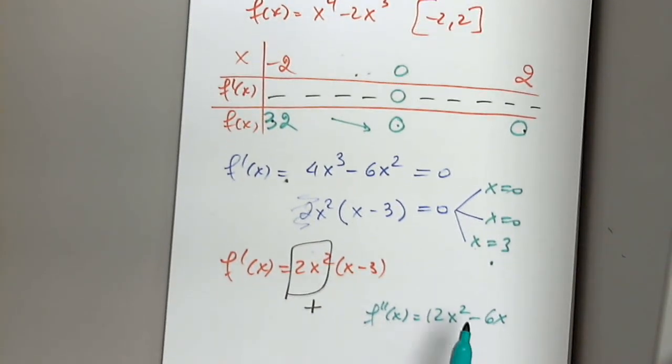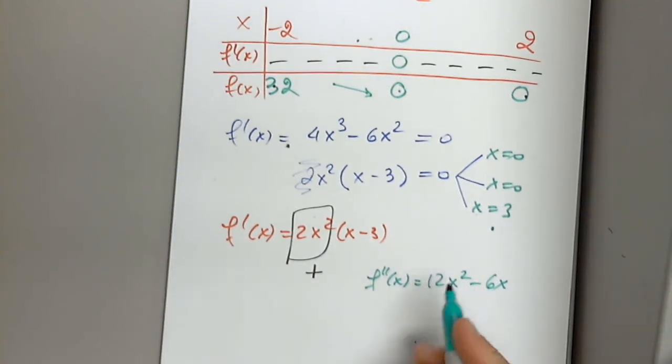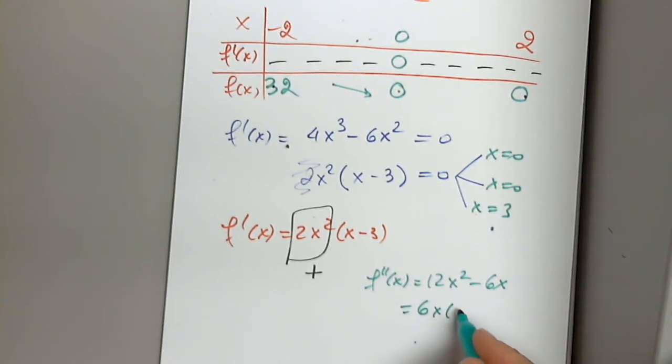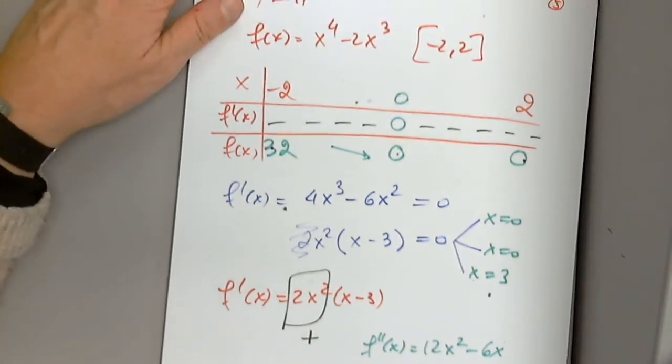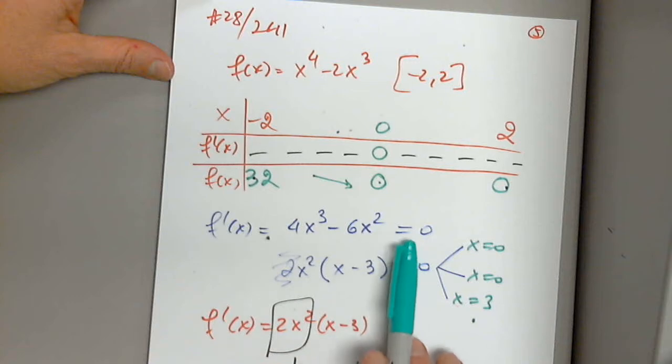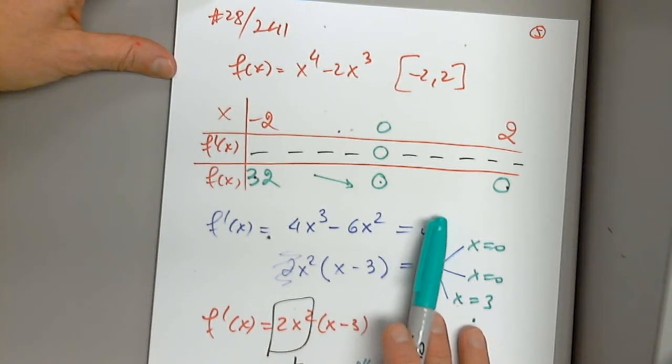So it does have an inflection point. That's what it is. It will have an inflection point. So 6x, and this is 2x minus 1. It will have 2 inflection points. It will have an inflection point at 0 and an inflection point at 1/2. Okay. Very interesting. I have not gotten this situation before.